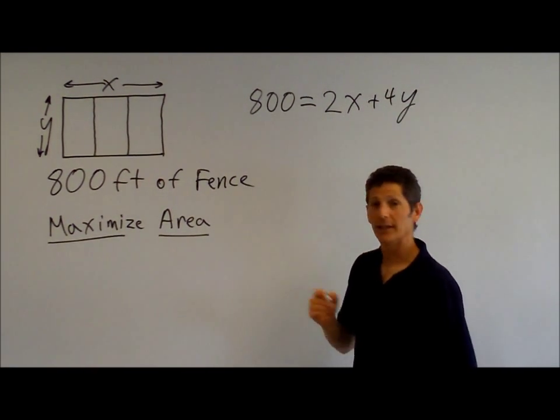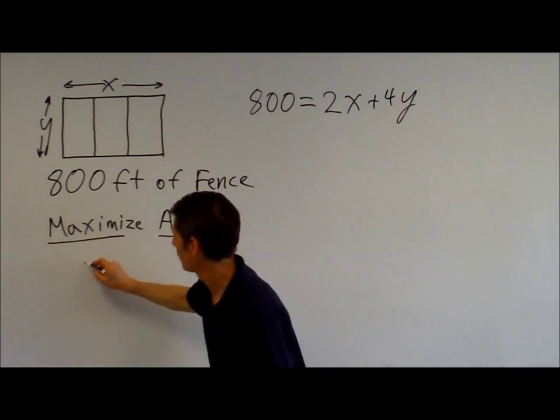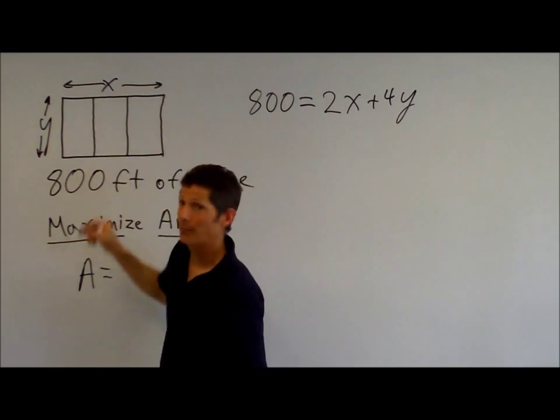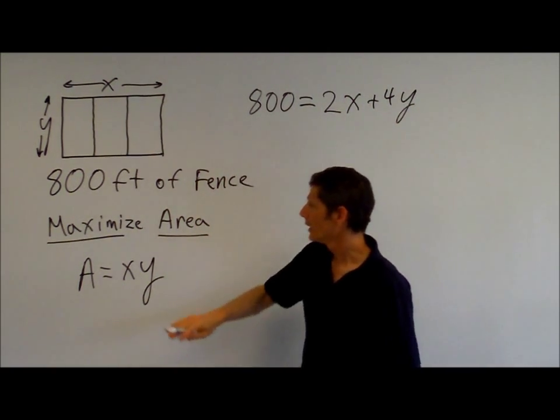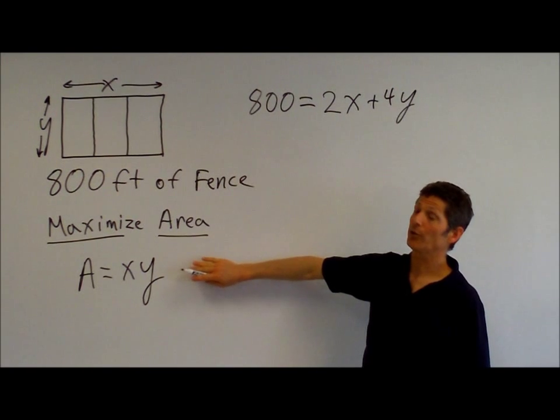Looking good? I need a second equation. I'm trying to maximize area, like the area equation. So the total area of my fenced-in farm animals here, I'll call x times y. This is what I want to maximize here. So this is the thing I'm going to take the derivative of.